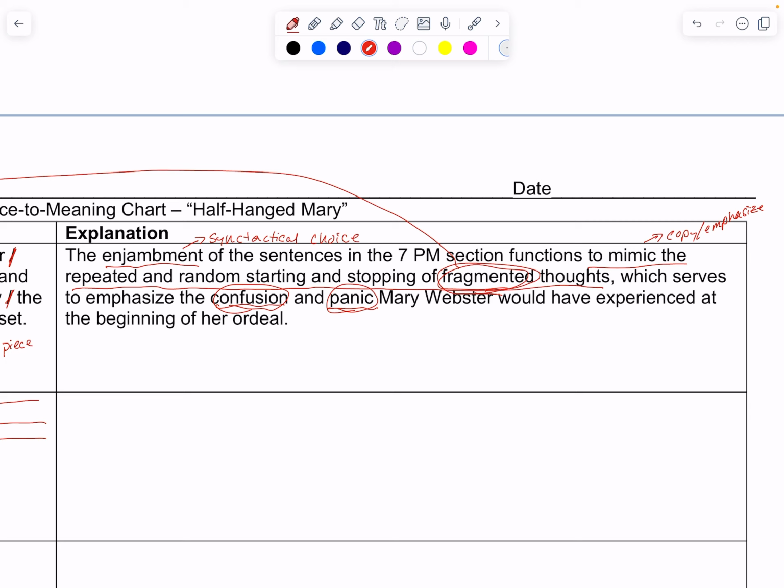Think about it. When you are in a tough situation, when you are put on the spot, or when you are confused about what is happening, those thoughts come in piece by piece. The same thing with Mary here. Okay, so that's going to be the example of enjambment in the 7 p.m. section. I'm going to go ahead and stop the video here, and then I'll create another video for the next section.